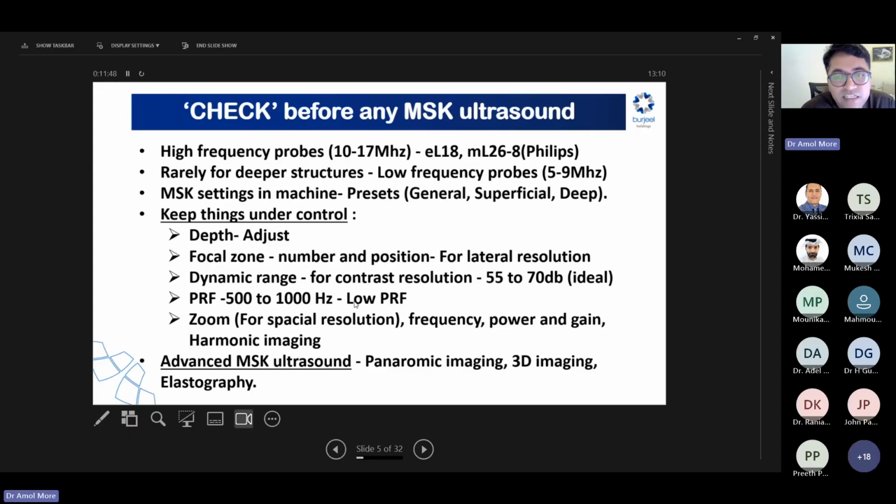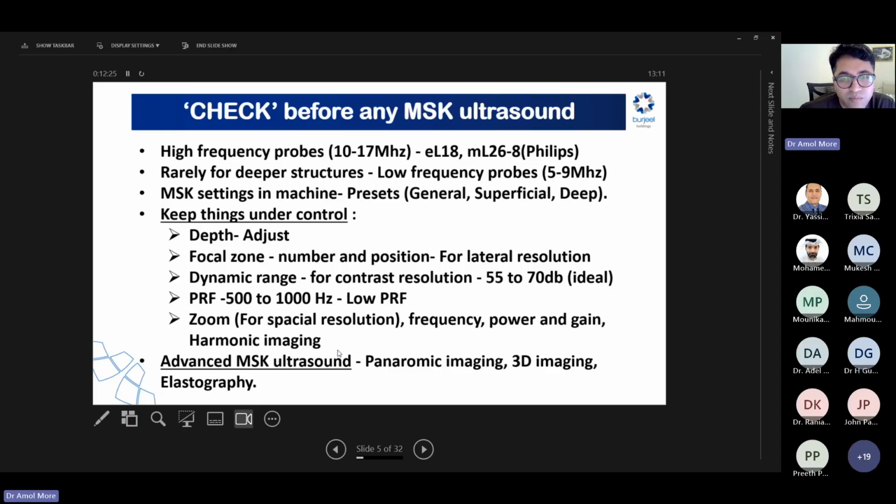Dynamic range of the ultrasound machine is inversely related to the contrast resolution. When we increase the dynamic range, the contrast resolution will decrease. And when we decrease the dynamic range, contrast resolution will increase. So you should know this part in your machine just to adjust the contrast of whatever image acquisition you are doing. Then PRF, as we all know, we keep low PRF for the subtle vascularity assessment in any abnormalities. And rarely we use zoom, and routinely we use power and gain.